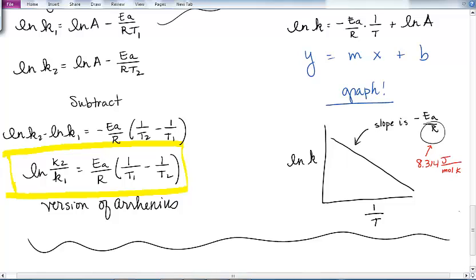This was yesterday's stuff. We went through the Arrhenius equation and how you could use this particular equation in order to find rate law constant at various temperatures. We talked about finding the activation energy through a graph.